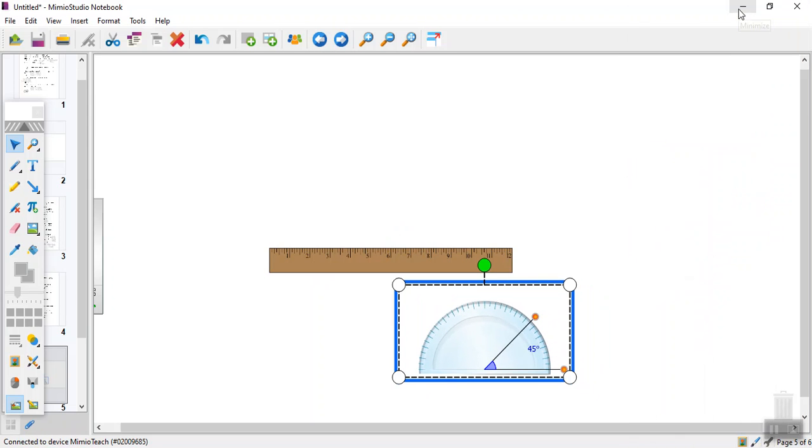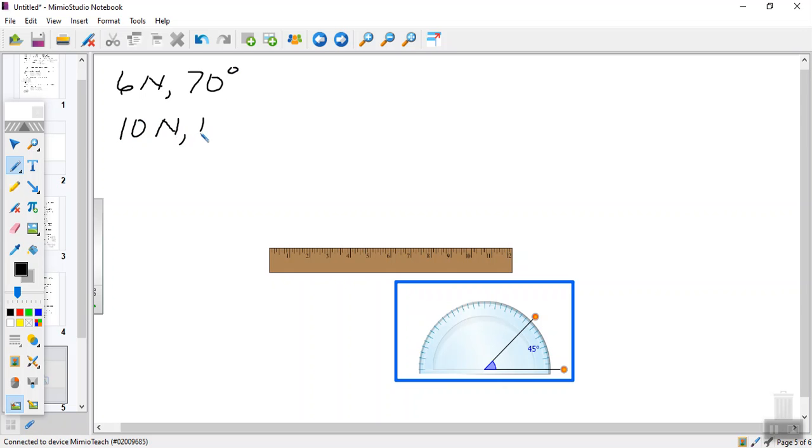Guys, here's the deal. Let's talk about this real quick. What was the first force that we had? 6 newtons, 70 degrees. Okay. And then we assume that 70 degrees is made with a horizontal line, right? The x-axis, the positive x-axis, right? What was the other force? It was 10 newtons at 110 degrees. Okay. Can you guys see these multimedia tools up there okay?